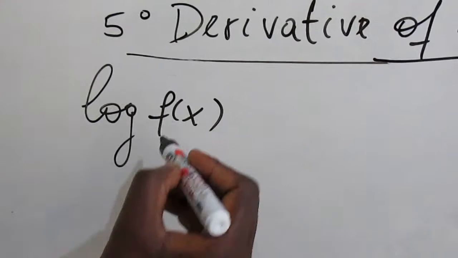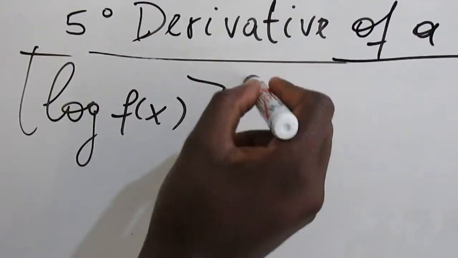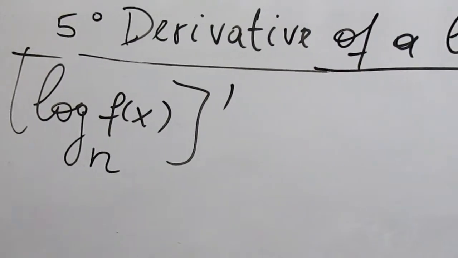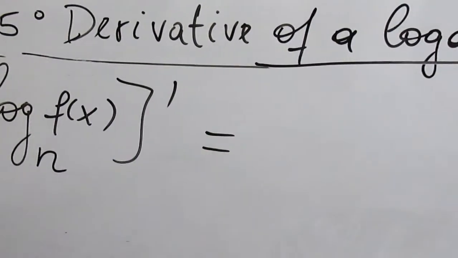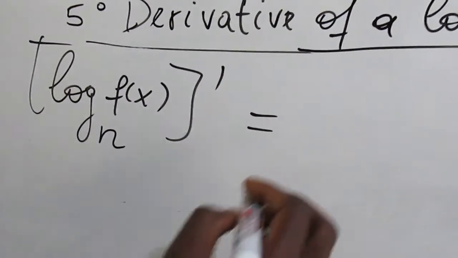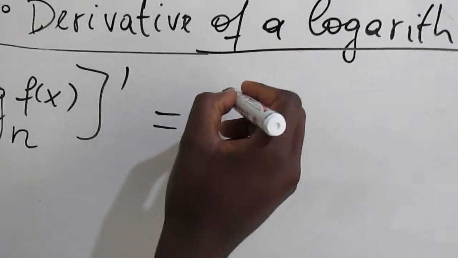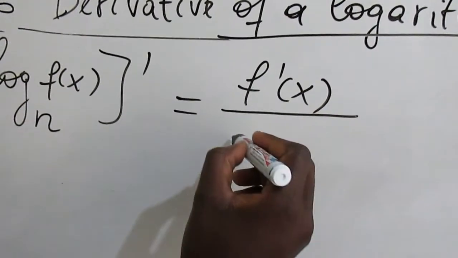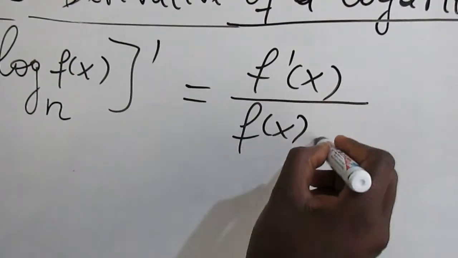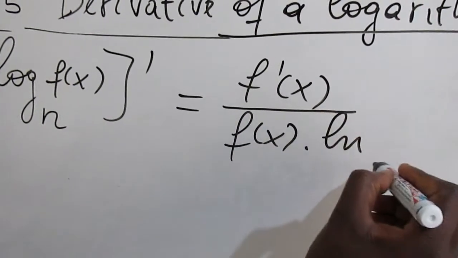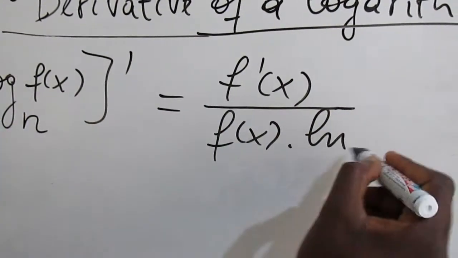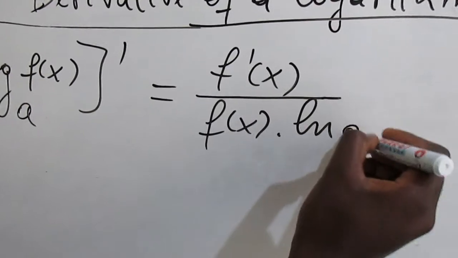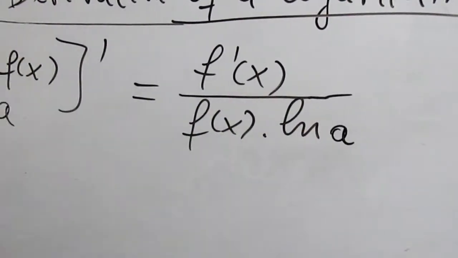But now, if we have to differentiate this, let's say the base here is n, it's not known. So this is going to give you: take f of x, you derive it, over f of x again, and multiply by ln of n. Okay, let's just change it. Let's put a. Multiply by ln of a. So this is the formula.